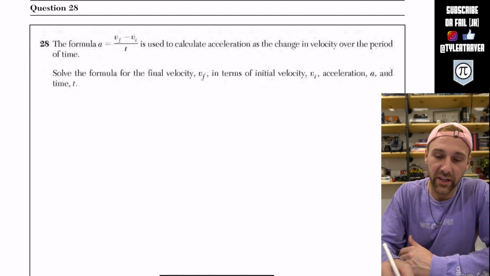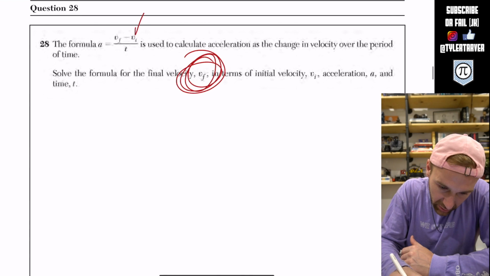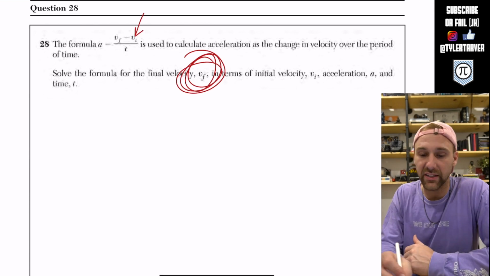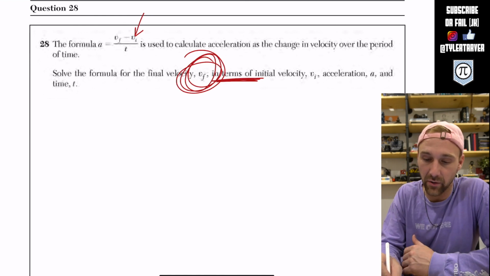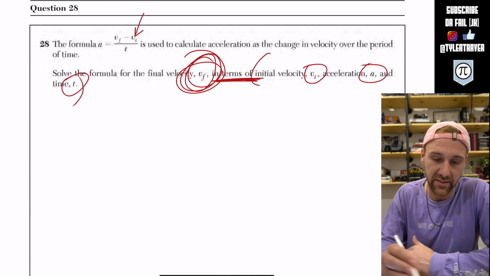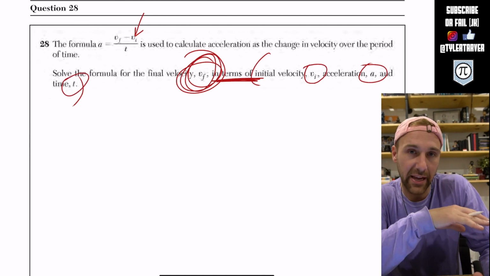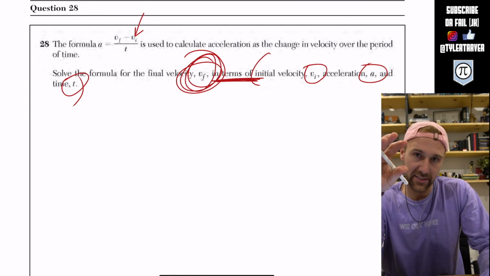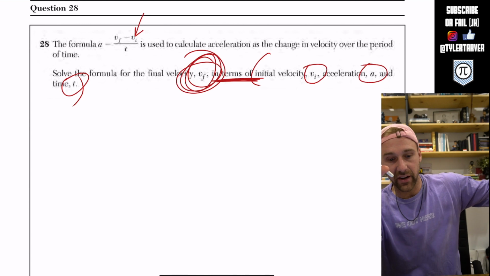Okay, so what they're wanting us to do is take this part right here, and solve it in terms of, that's a key thing you need to know, in terms of all this other stuff. Whenever they say solve for this in terms of blank, that means they want you to get that on one side of the equal sign, and then everything else over there, okay?